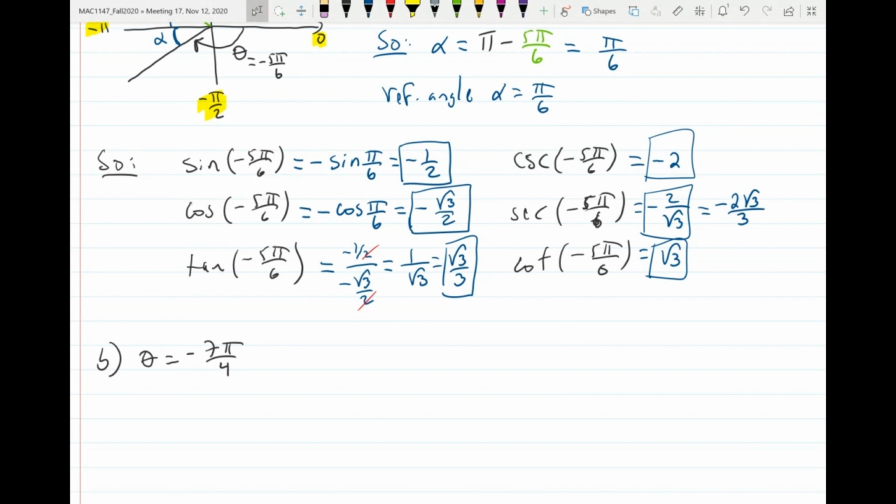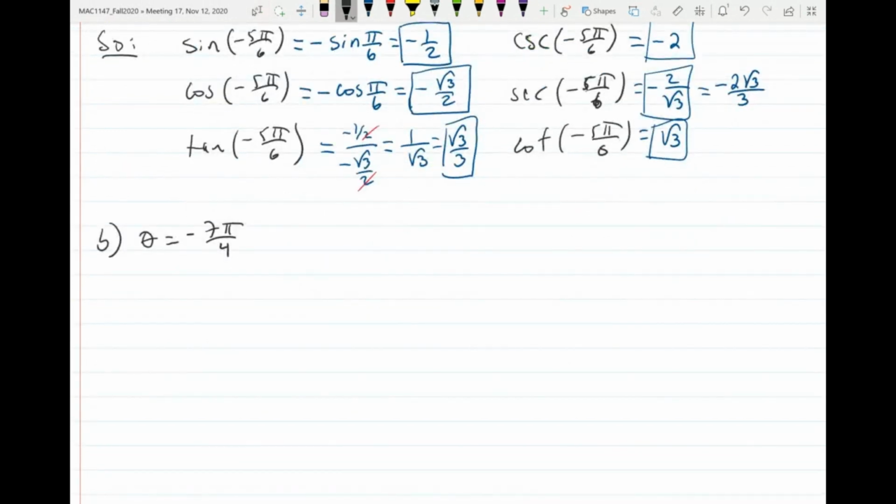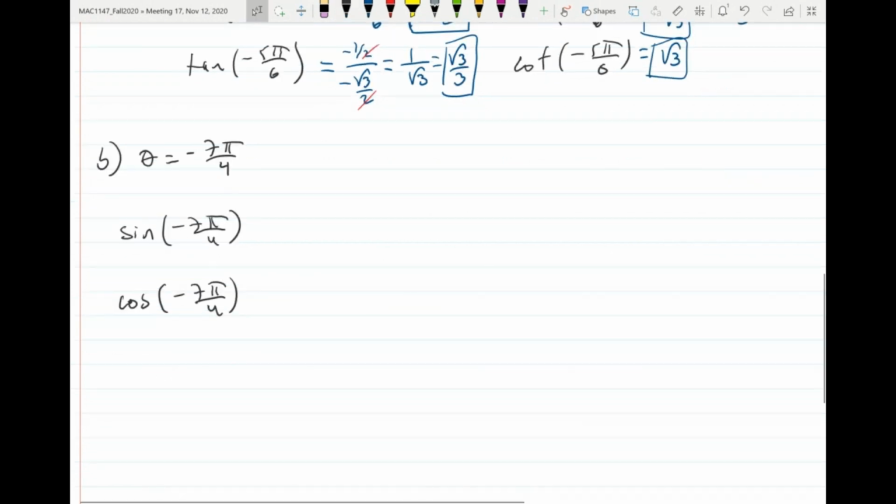So let me put here sine, cosine, and tangent. And remember, once you know these 3, then the others are straightforward.